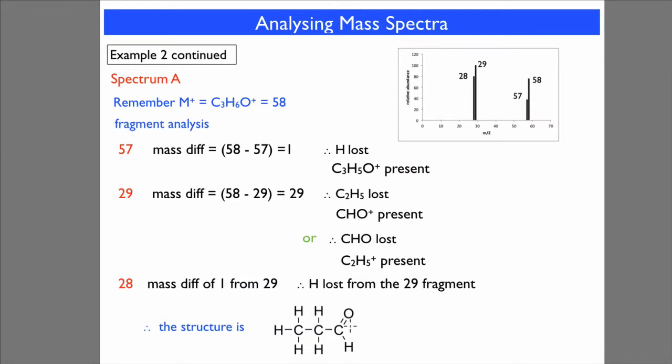Therefore, the structure is as follows. We've got the C3H5O, which would be this section here, just having lost a proton. We could have a C2H5, there we go there, or we could have a CHO, this fragment here. So we can be fairly certain that this is what it is.